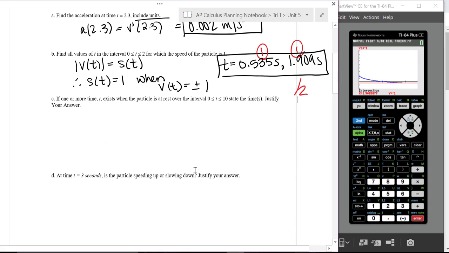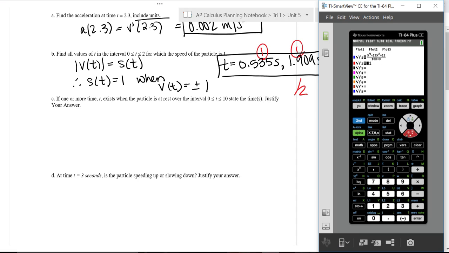Now, particle is at rest. Okay, so I remember that the particle is at rest when velocity equals 0. So let's look at this graph really quick. I'm actually going to zoom back out because now my interval is from 0 to 10. So I'm going to take this to like 11 just to get a really good idea of what's happening. And it looks like it's at rest 2 times. So it's going to be these 2 zeros or these 2 solutions.